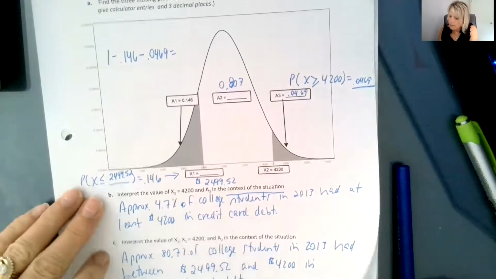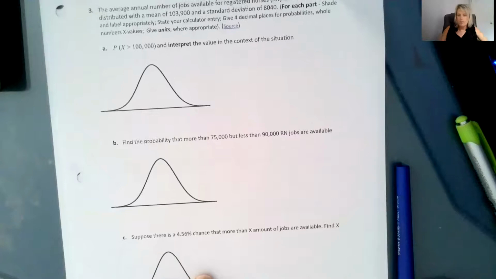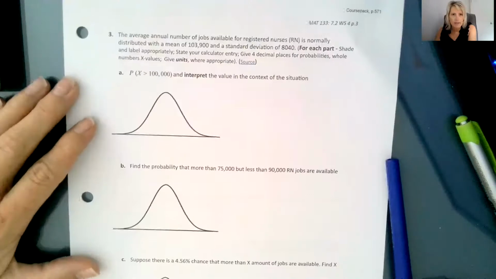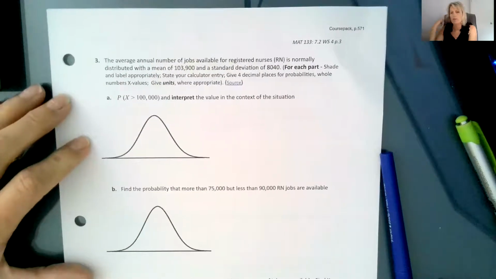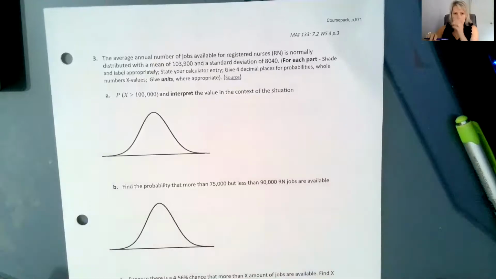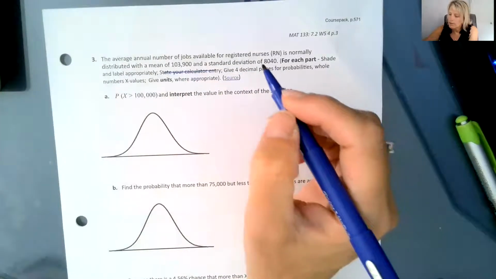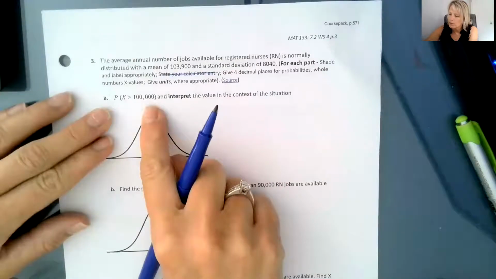So the next question, question number 3 for this worksheet, is another scenario we're asking some questions about. It says the average number of jobs available for registered nurses is normally distributed with a mean of 103,900 and a standard deviation of 8,040. So we need to make sure that we're shading, and don't worry about your calculator entry on the worksheets, but I do want you to tell me what it looks like in StatCrunch. Okay. So it says probability the X is greater than 100,000, interpret.